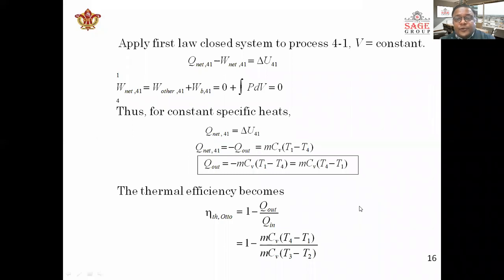Apply the first law to the closed system process 4 to 1, where the volume again remains constant, with constant specific heat. The net heat is rejected in the form of exhaust gases which flow into the atmosphere. The formula is m Cv (T1 minus T4). Work done is 0. So Q out is equal to m Cv (T4 minus T1), and the thermal efficiency becomes 1 minus Q out by Q in. This is 1 minus m Cv (T4 minus T1) upon m Cv (T3 minus T2). This is the formula for the thermal efficiency.